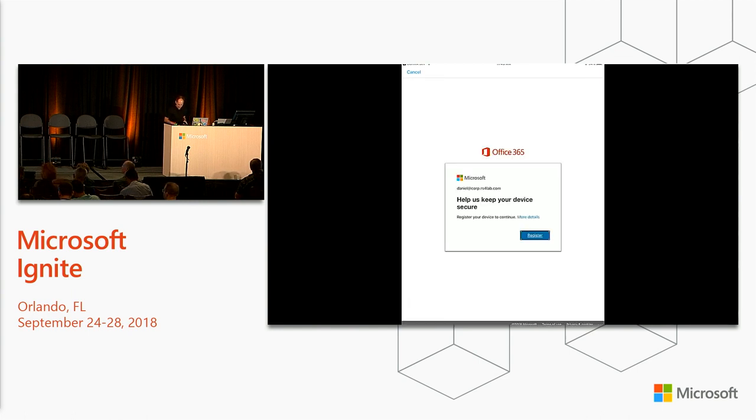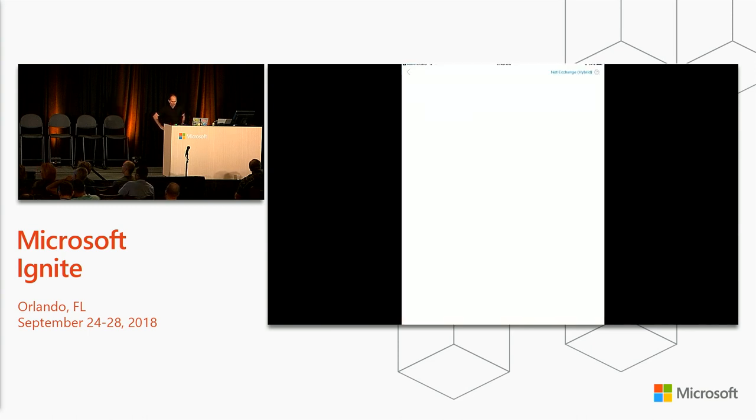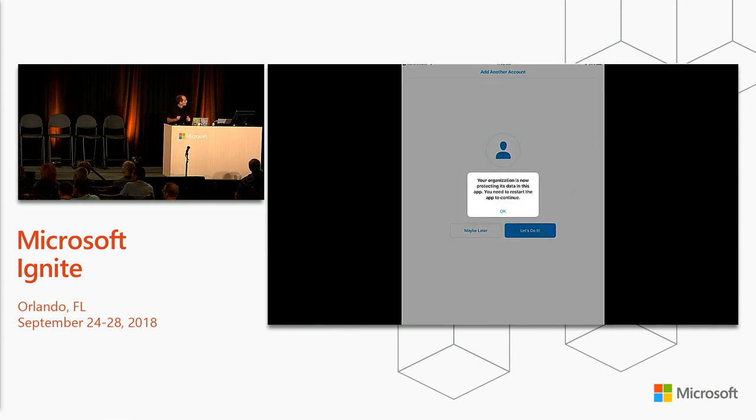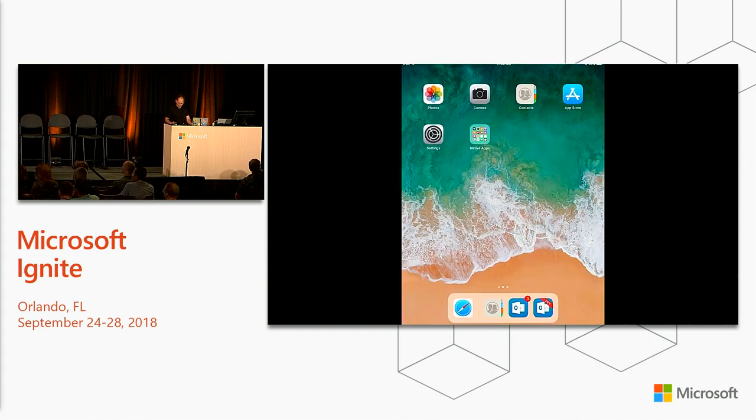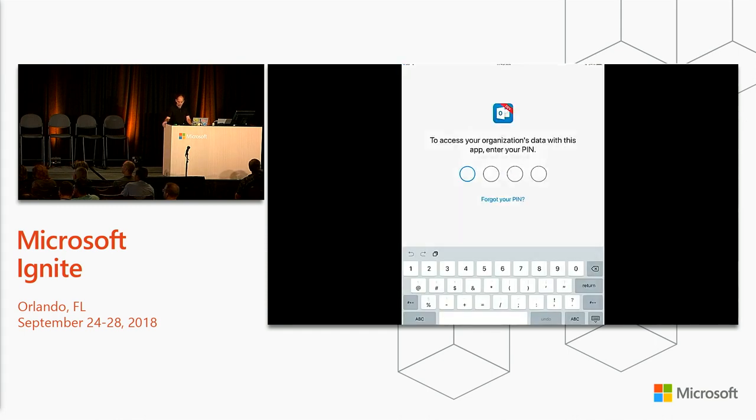So now we'll register the device, because again, we have to do that for a workplace join. And here we go. It's adding the account now as we speak. And then we'll say maybe later. Now the app protection policy has been applied, so I'm prompted to protect my data. The app will cycle. I will restart the app.